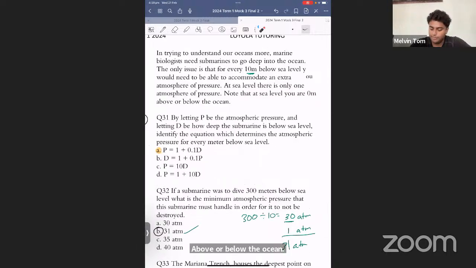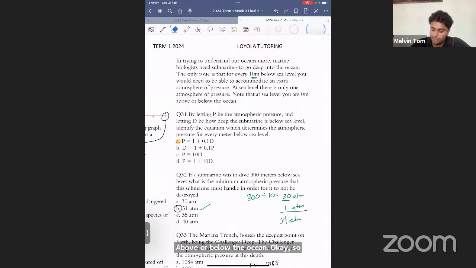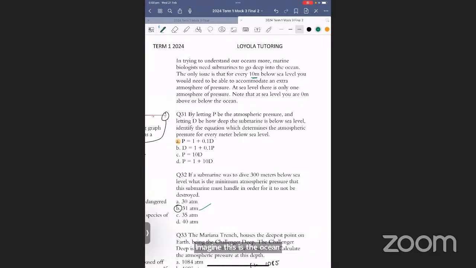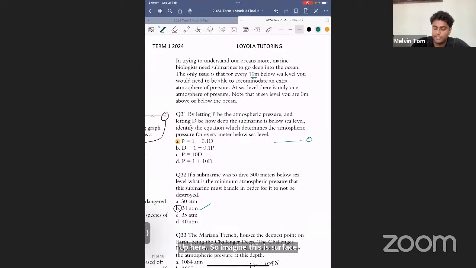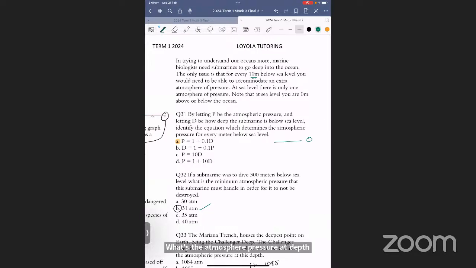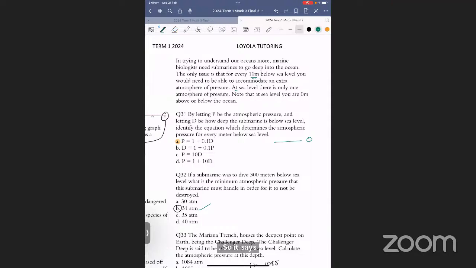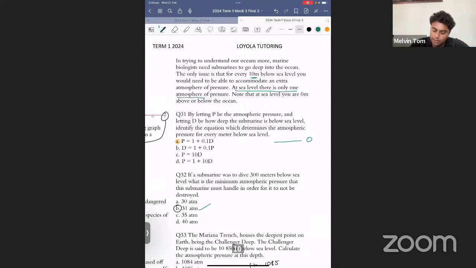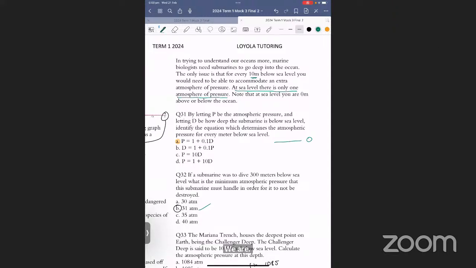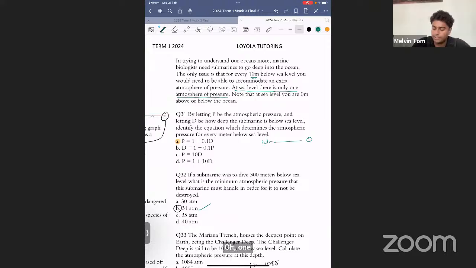Okay, so Sylvina, basically, imagine this is the ocean up here. So imagine this is surface level, all right? Depth 0. What's the atmosphere pressure at depth 0, Sylvina? No, double check the question. Oh, 1. 1 atmosphere of pressure. Now, if you go down by 10 meters into the ocean, how much atmosphere pressure does this add, Sylvina?